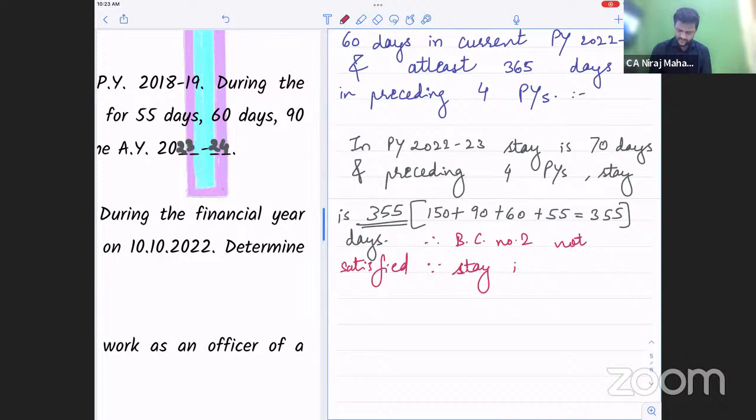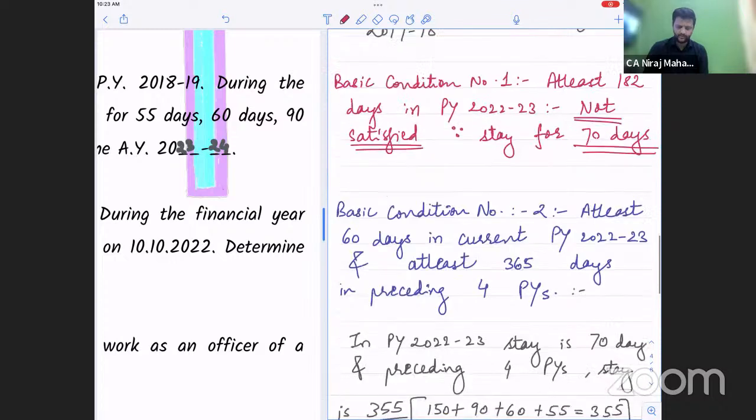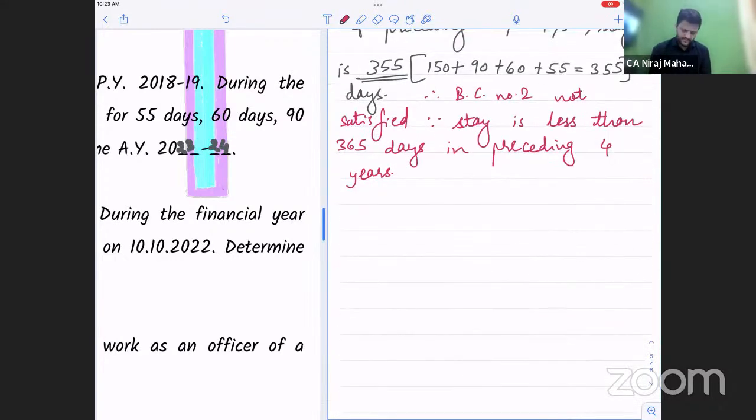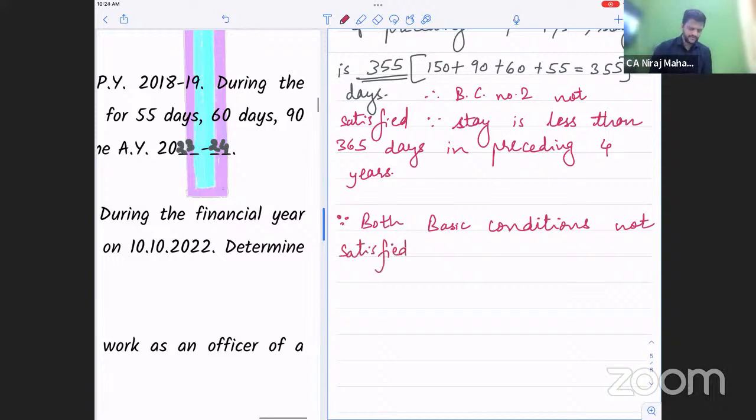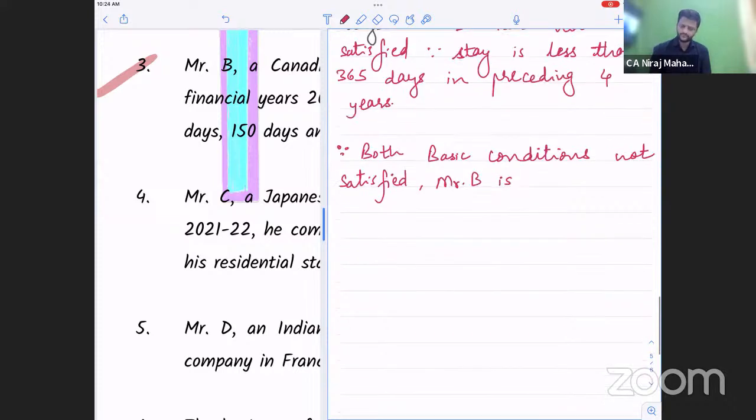Since what, bachcho? Stay is less than 365 days in preceding 4 years. Correct. Now tell me, bachcho, whether both the basic conditions are satisfied, not satisfied, what? Right. Very good. Since both basic conditions not satisfied, Mr. B is a non-resident. Correct.